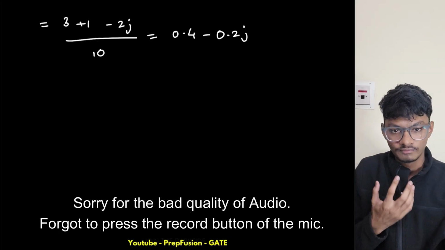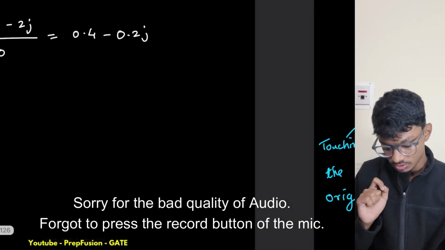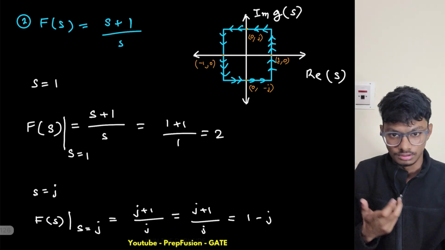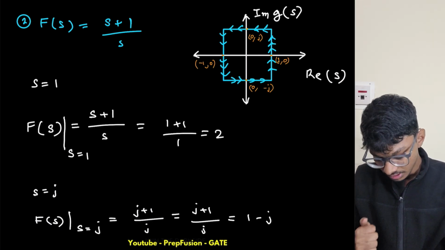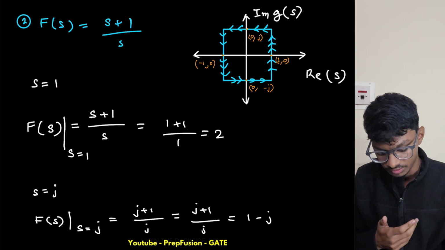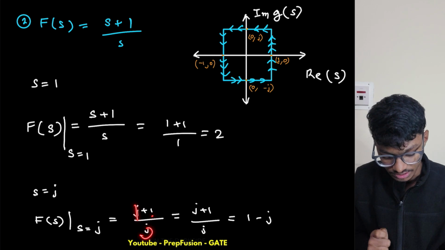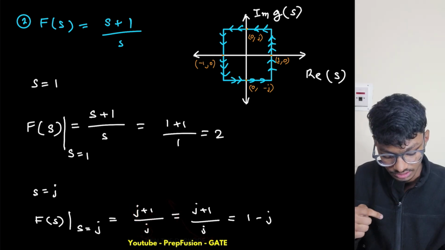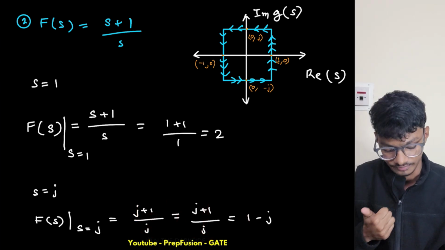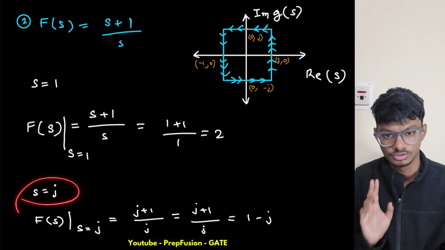Okay, so I hope you have solved the equations. I have done it behind the camera basically. So here, if you put s equals 1, simply you will get 2 by 1, and if you put s equals j, you will get j plus 1 by j. So if j goes in the numerator, then this becomes 1 and this goes to minus j, so 1 minus j, if s is equal to j.